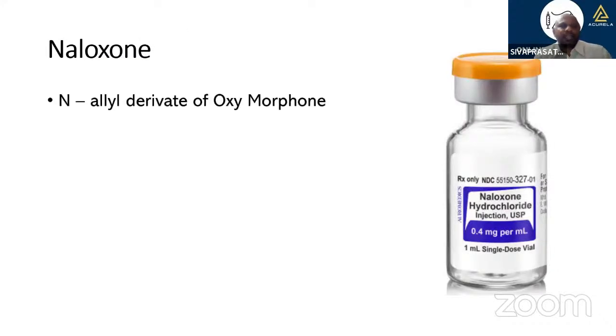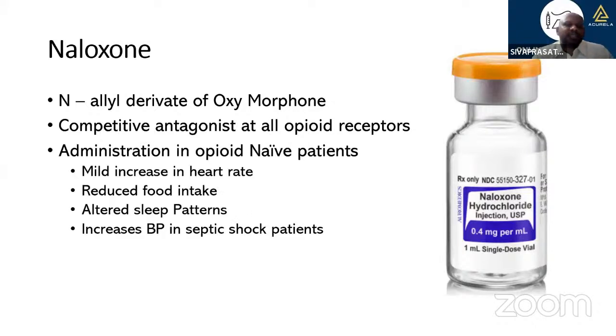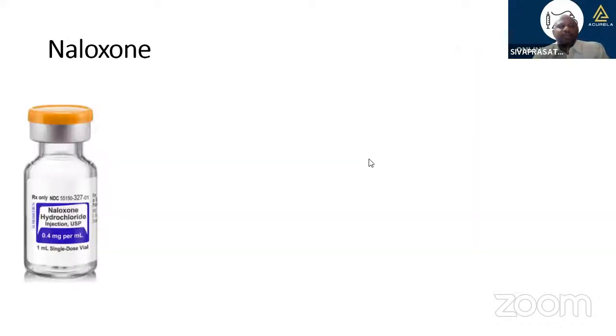Coming to naloxone, it is an N-allyl derivative of oxymorphone. It is a competitive antagonist on all opioid receptors, meaning if you have a pentazocine overdose or a buprenorphine overdose or even a nalbuphine overdose, you can use it. It's not just for morphine and fentanyl alone. Administration into an opioid-naive patient, that is a patient who has not got opioid at all, will increase the heart rate, reduce the food intake and alter sleep patterns, and sometimes increase the BP in septic shock patients. Other than this, naloxone has got no discernible effects on patients who have not received any opioid.